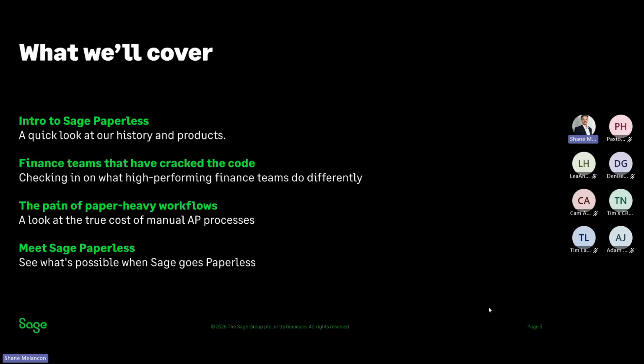So kind of what we'll cover here: an intro to Sage Paperless, a quick look at our history and our products, finance teams that have cracked the code, so checking in on what high-performing finance teams do differently, the pain of paper-heavy workflows and a look at the true cost of manual AP processes. And then, like I mentioned, my colleague Paxton will take you into the product, show you a quick demo, and see what's possible when Sage goes paperless.